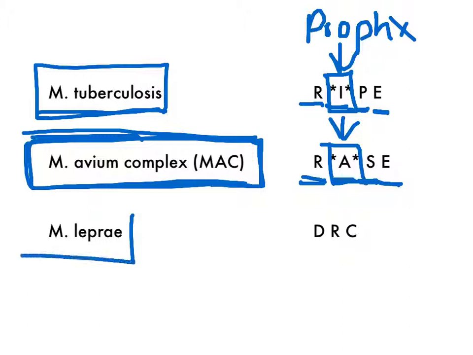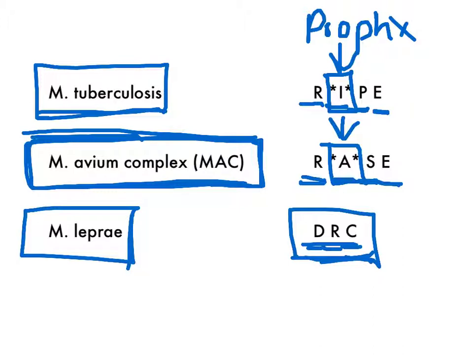The final one that we have is Mycobacterium leprae. This is the one that causes leprosy, and for this one I just have the acronym DRC. I don't really know, just say it over and over again, I guess. But just remember RIPE, RAISE, DRC, and the DRC stands for dapsone, rifampin, and clofazimine. So just remember that: dapsone, rifampin, clofazimine.